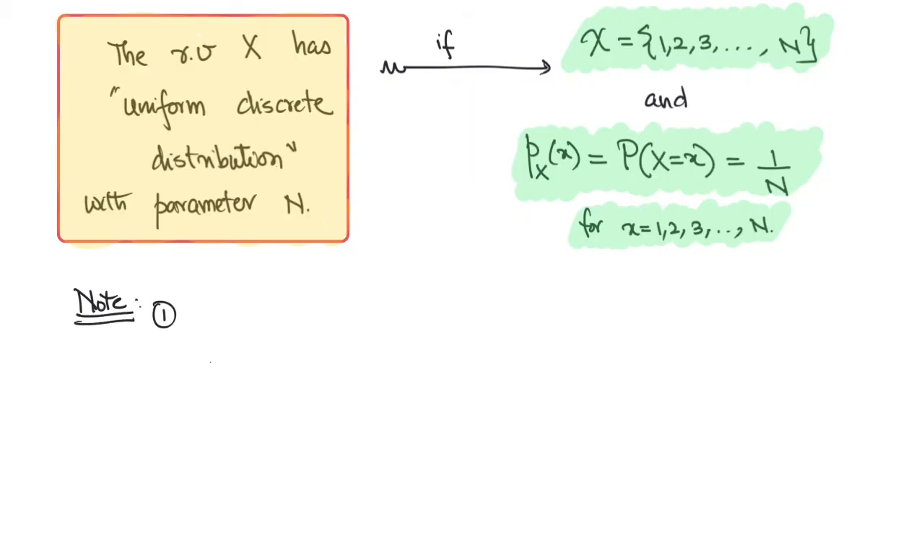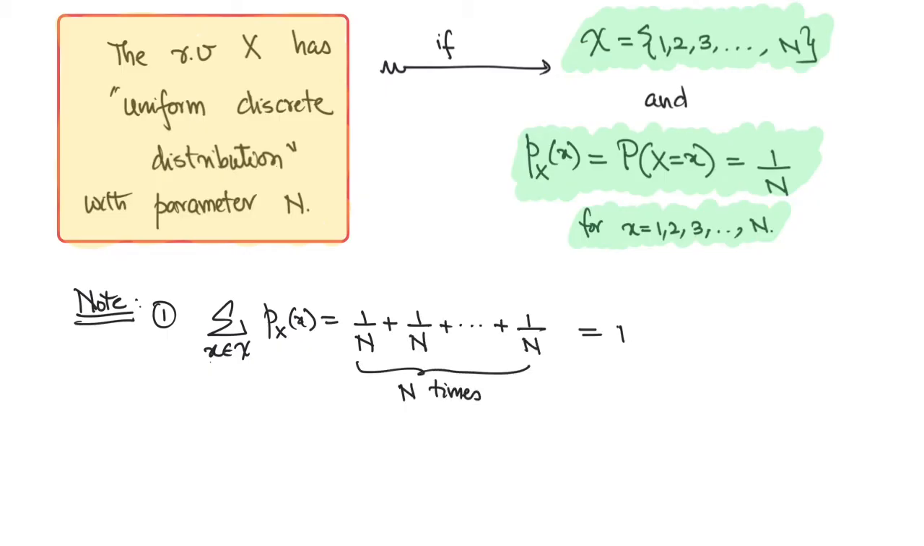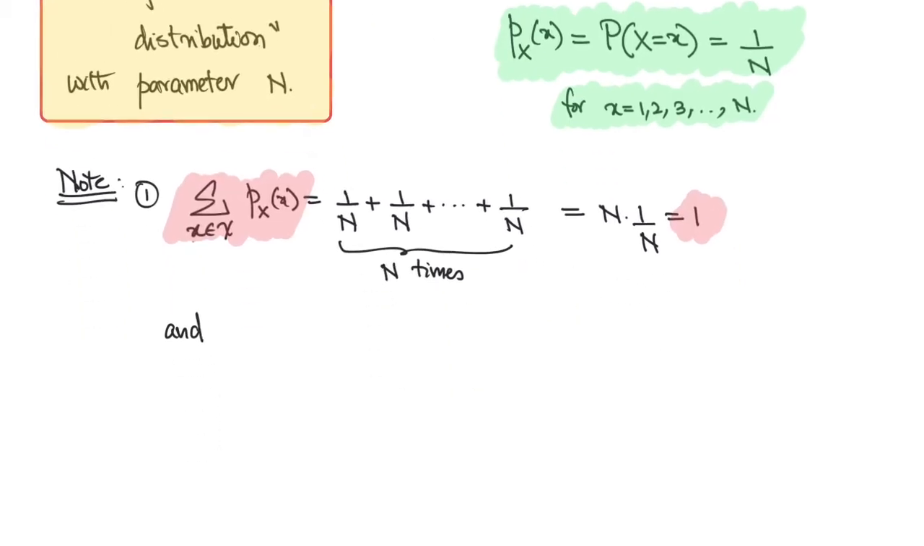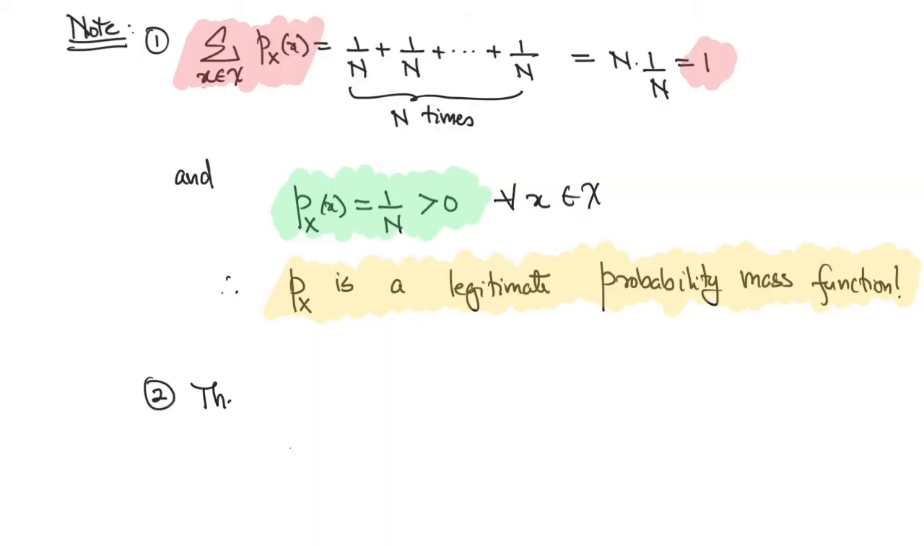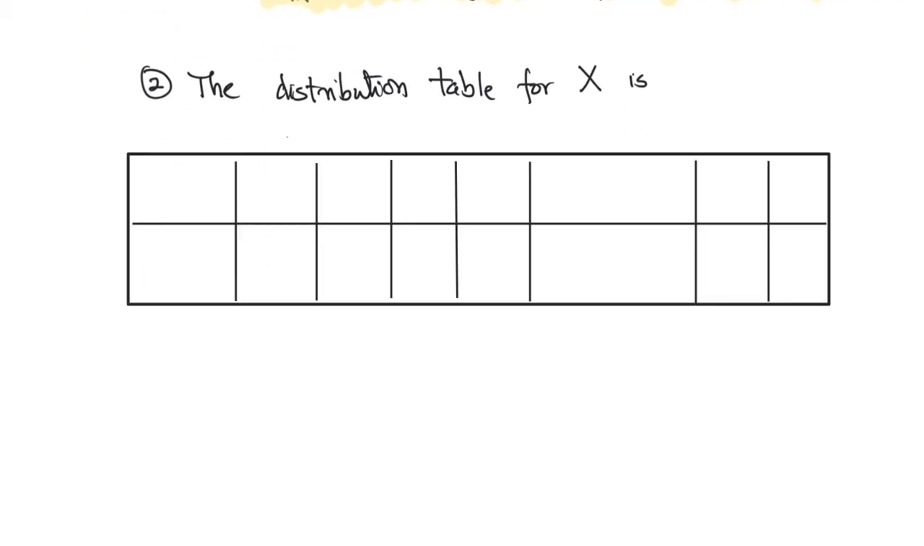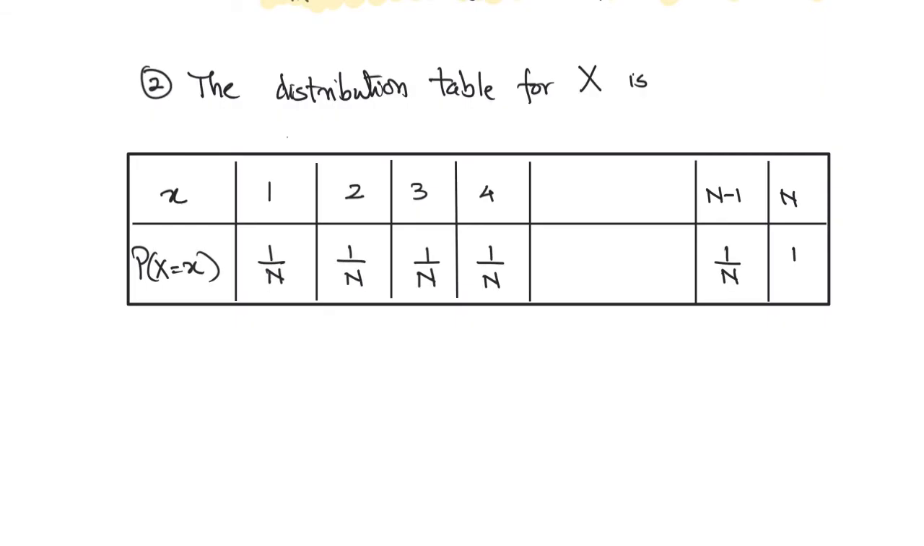Note that if we take the sum over all values of x in script X of p sub X of x, we get N times 1 over N, which is equal to 1. Also, p sub X of x equals 1 over N, which is a positive number for all values of x. So this tells us that p sub X is a legitimate probability mass function. The distribution table for X is computed as follows. We have the values of X being 1, 2, 3, 4, all the way up to N, and the probability that X equals x is uniformly equal to 1 over N.